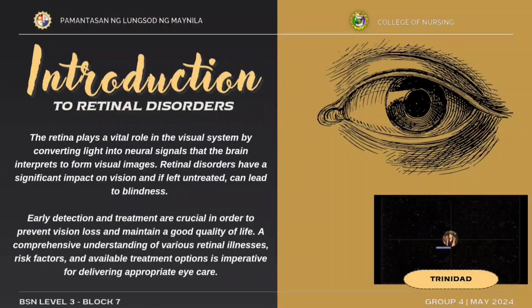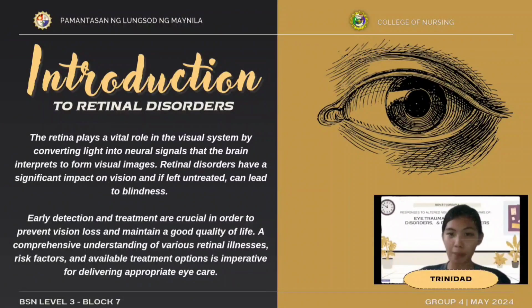And so for the retinal disorders, the retina plays a vital role in the visual system by converting light into neural signals that the brain interprets for visual images. Retinal disorders have a significant impact on the vision and if left untreated can lead to blindness. Common retinal ailments encompass diabetic retinopathy, age-related macular degeneration or AMD, retinal detachment, and retinitis pigmentosa.